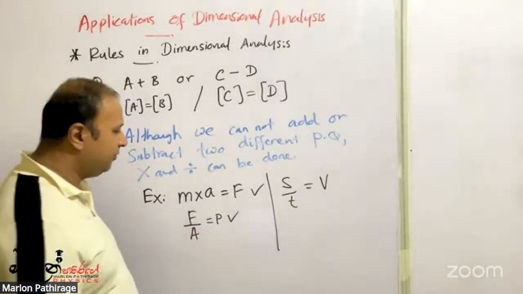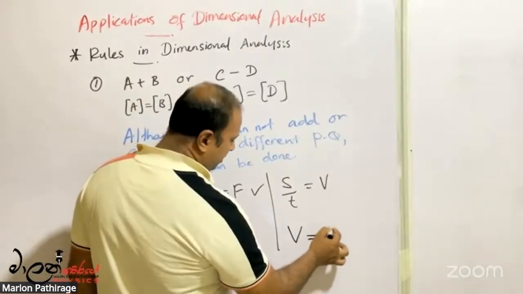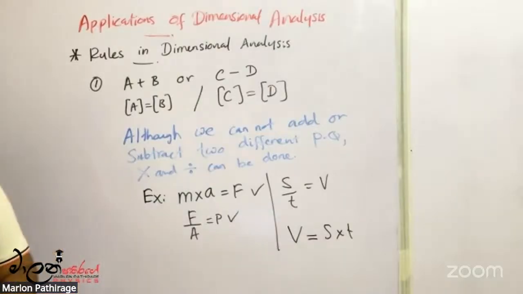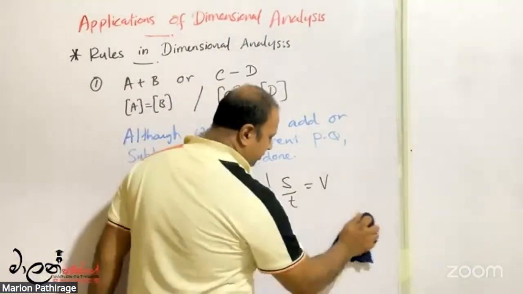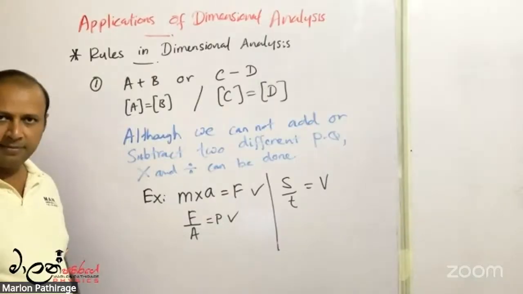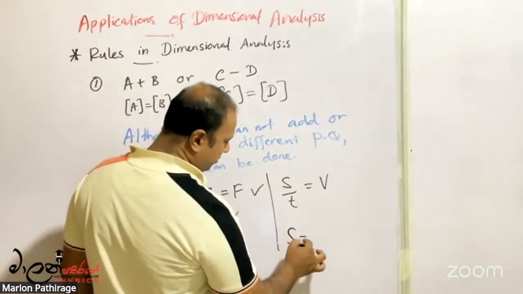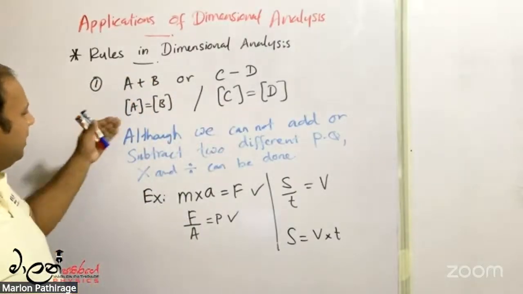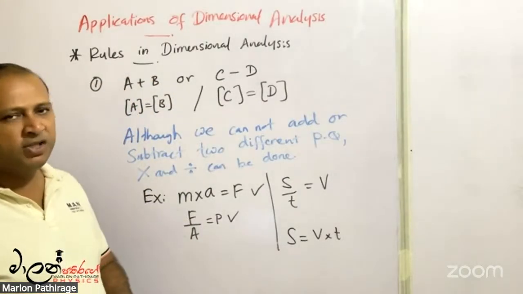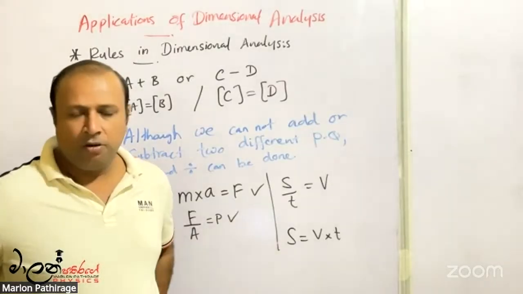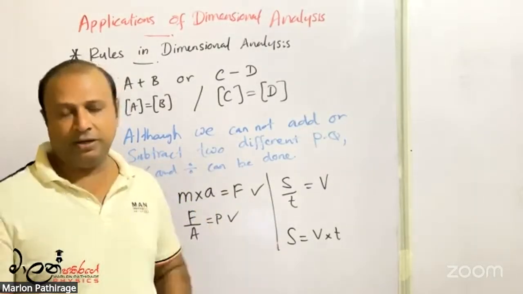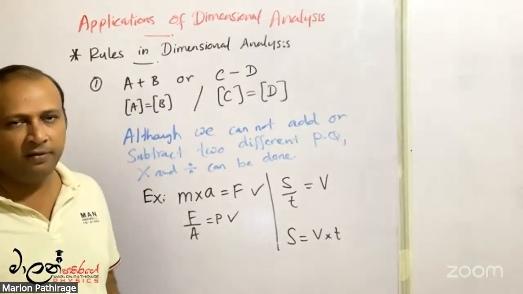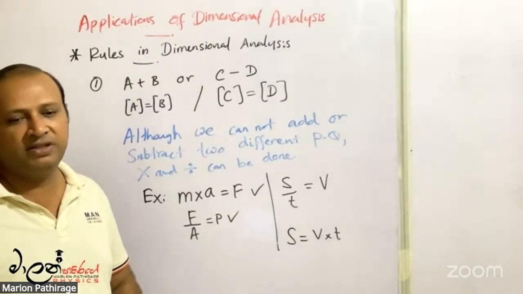On the other hand, if I multiply velocity into time, the answer will be displacement. Therefore, although we cannot add or subtract two different physical quantities, we can multiply or divide two different physical quantities.